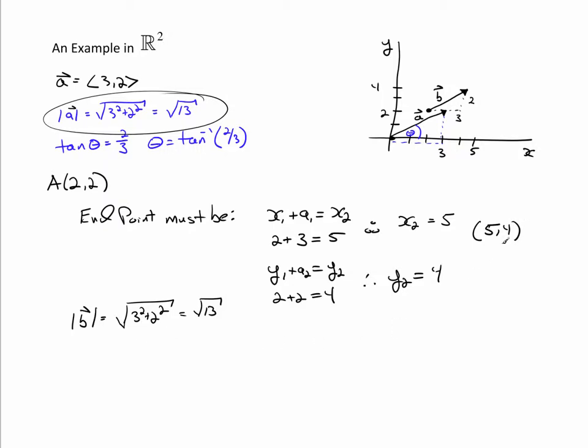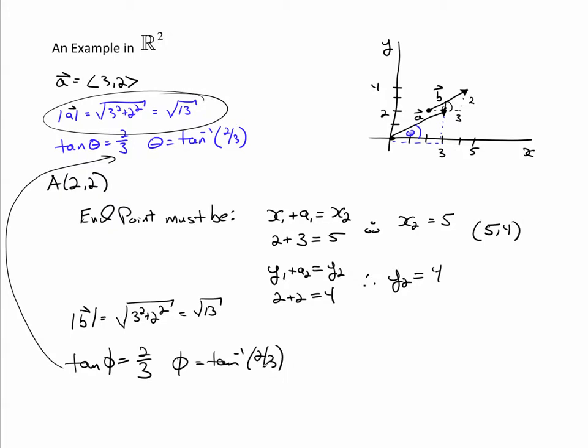Well, again, the distance between these is 2, and here is 3. So if I think of this angle here as phi, then tangent of phi is going to equal 2 over 3, which is the exact same thing we said up here. So obviously phi is going to be inverse tangent of 2 over 3. So what we end up with is both the magnitude and the direction being the same.